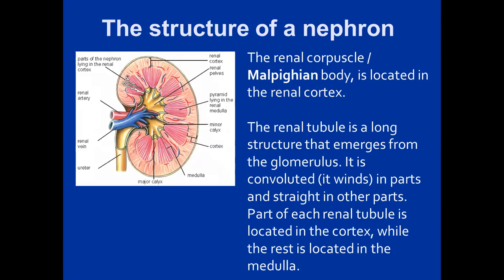Okay. So, the renal corpuscle or Malpighian body, and be careful. Remember that the membrane around the outside is the renal capsule. So don't confuse renal capsule and renal corpuscle. They're two different things. That's why it might be easier if you just learn the word Malpighian body. Okay, so the renal corpuscle or Malpighian body is located in the renal cortex. And the renal tubule is a long structure that emerges from the glomerulus. So the glomerulus is part of the Malpighian body, and I'll explain that just now.